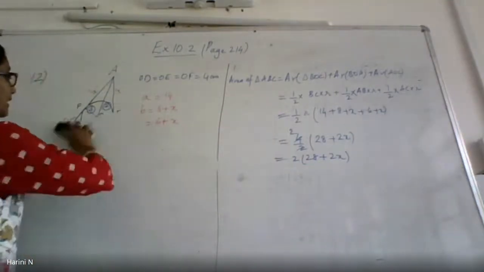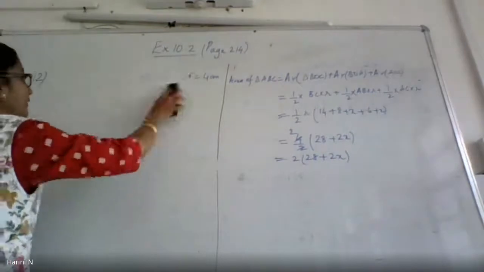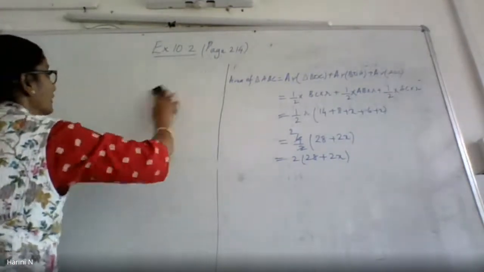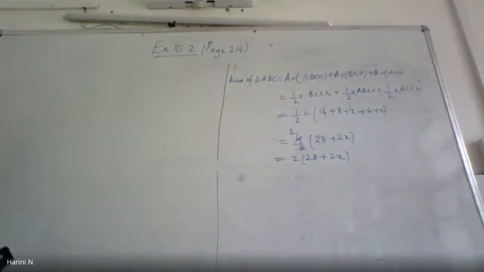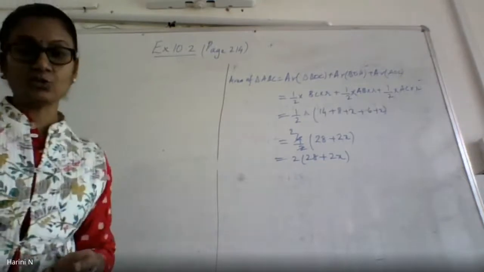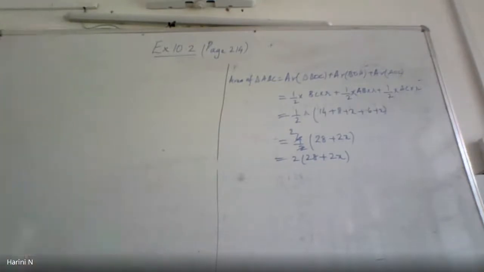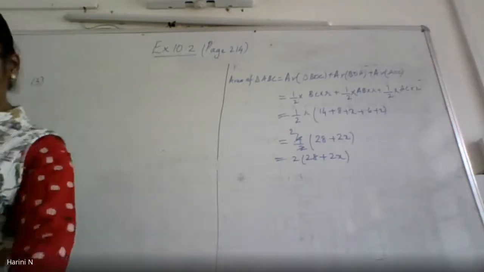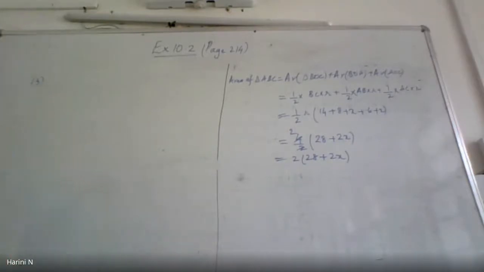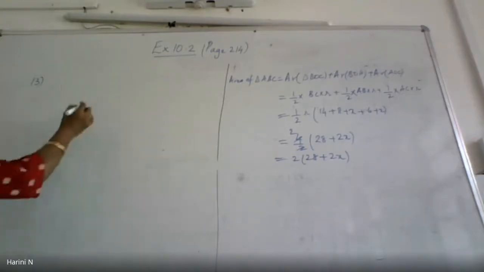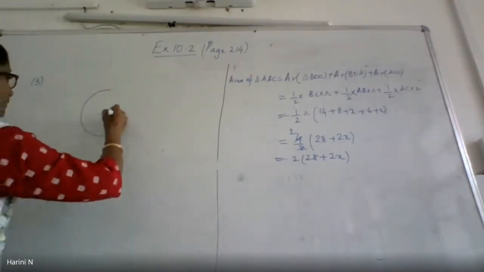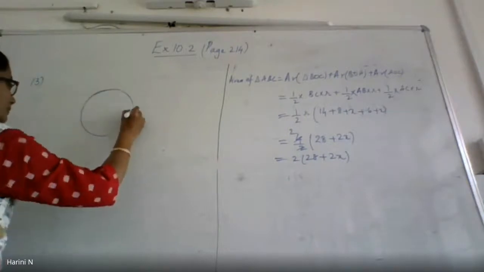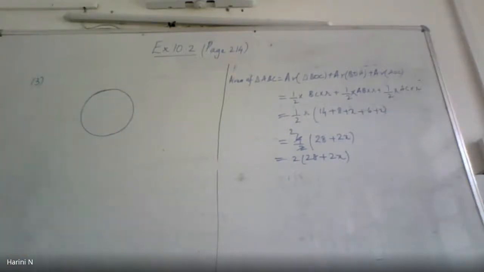Now looking at the problem given in 13, try to draw the figure and visualize what is given to you. It's a simple one. Only thing, you should be able to imagine correctly what is given to you. Opposite sides of a quadrilateral circumscribing a circle. So there is a circle which is circumscribed by a quadrilateral.